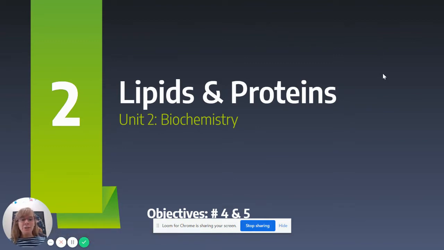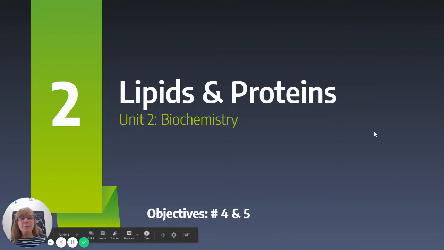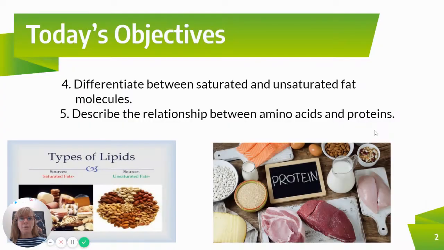Today, we are going to talk about lipids and proteins. Yesterday, you learned a bit about carbohydrates, and so today we're going to talk about lipids and proteins. You should have just finished a reading about lipids in your group, so I want to highlight some of the information you just read about. Today's objectives are to differentiate between saturated and unsaturated fat molecules and to describe the relationship between amino acids and proteins.